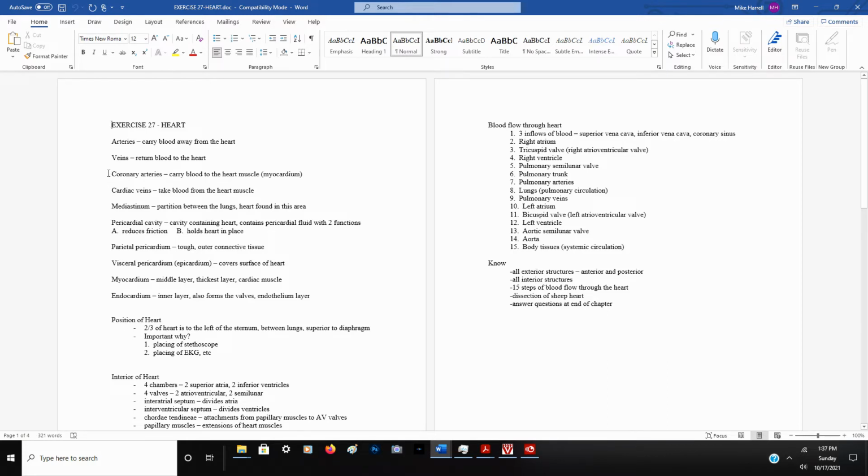A little bit further in other videos, we're going to see there are 7 major arteries that take blood to the cardiac muscle and 3 big veins that drain out. So we'll see all that in the anatomy of the heart.